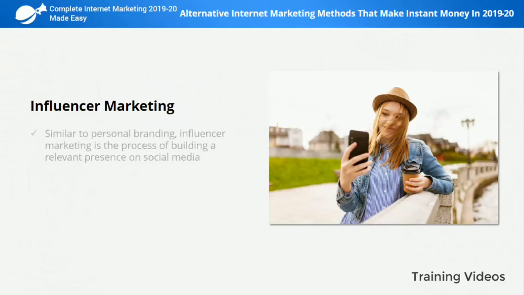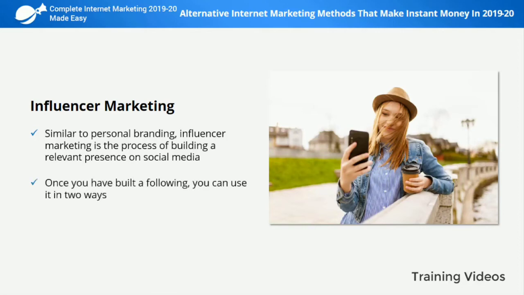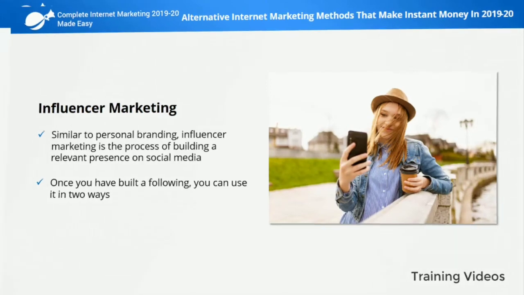Influencer marketing. Similar to personal branding, influencer marketing is the process of building a relevant presence on social media. You do this by creating an account where you provide valuable content and entertainment to a niche audience to build trust and authority. Once you have built a following, you can use it in two ways. On one hand, you can promote your own business or affiliate offers. Your audience trusts and likes you, so it's easier to convert them. On the other hand, you can use your following as social proof to get sponsorship deals.